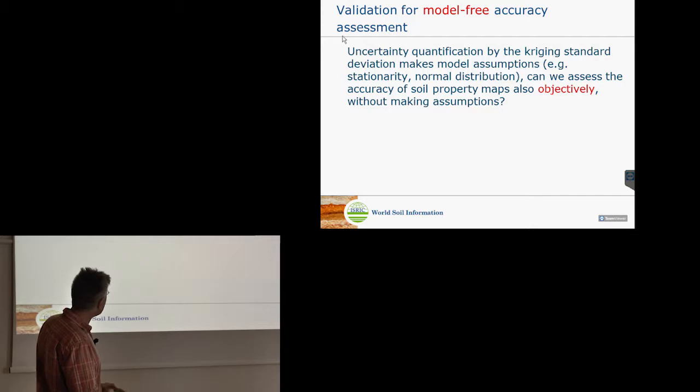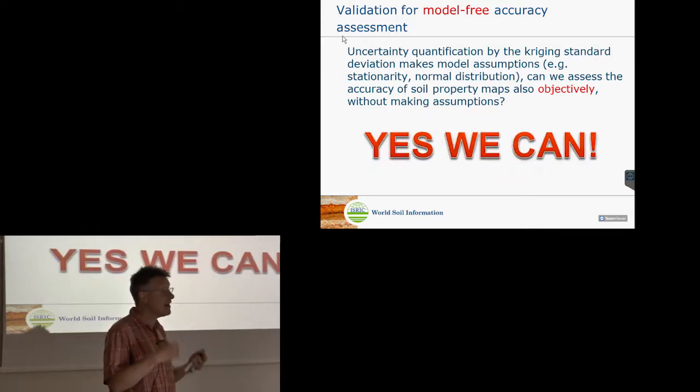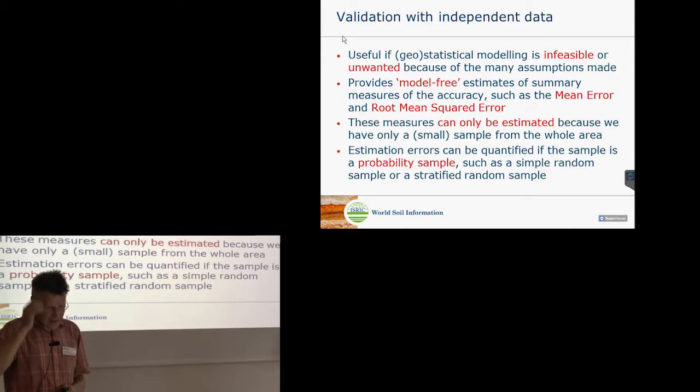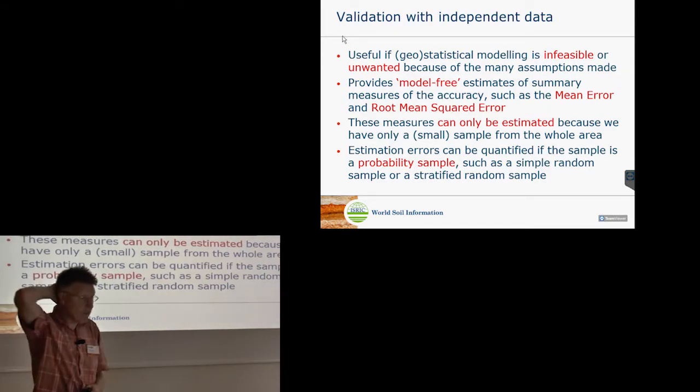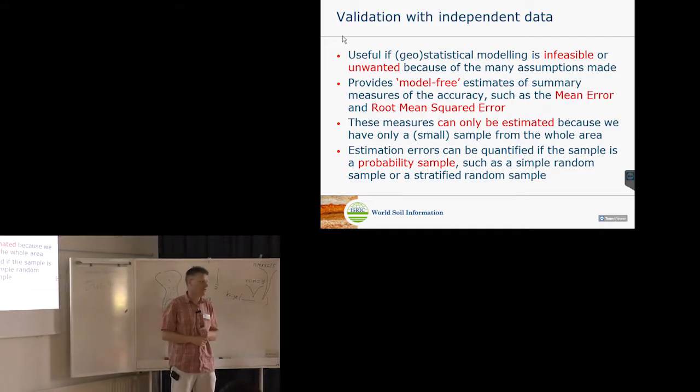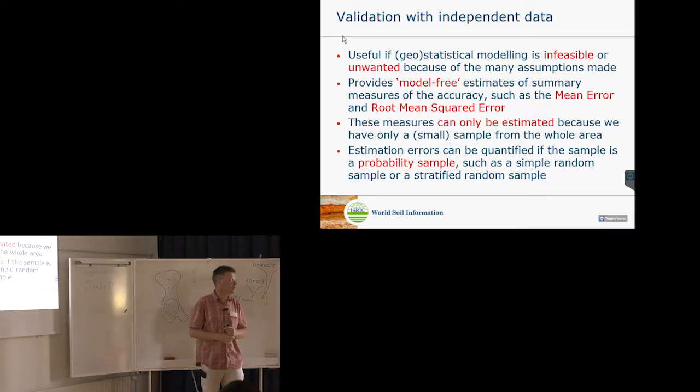So if we do a validation, yeah, we can do that. We can also objectively, without making assumptions, characterize the uncertainty using validation. And when would that be useful? If we don't want to rely on the many assumptions that the Kriging model makes, we want to have a model-free estimate of the uncertainty. And maybe if you have to go to court, to the lawyer, to the judge, they want to know, are you really sure, or did you make some assumptions? Maybe sometimes you cannot afford to make those assumptions. So you would like to have a model-free estimate. But the price you have to pay, like I said before, is that you get only a summary measure: the mean error for the whole area, the root mean squared error for the whole set of validation points.